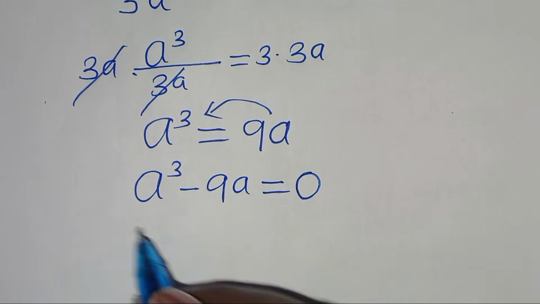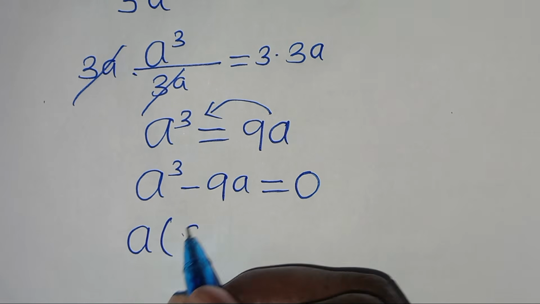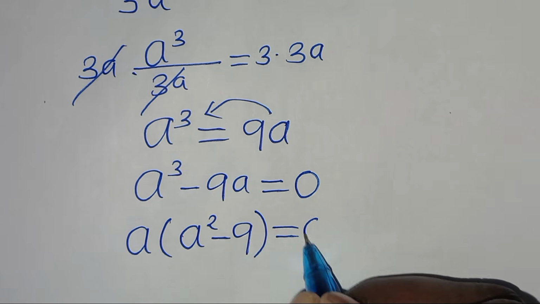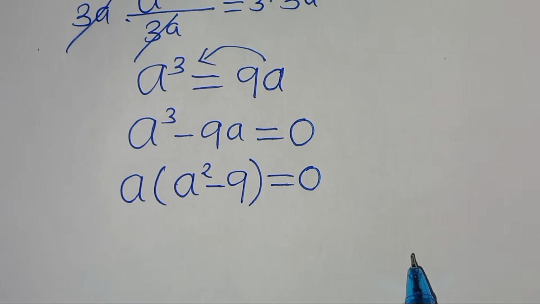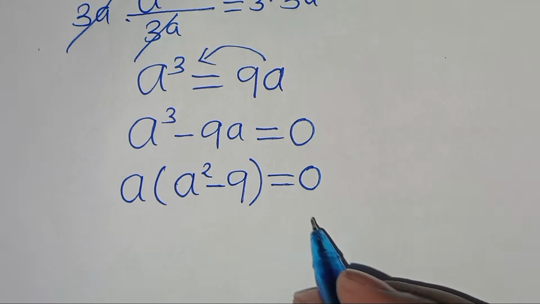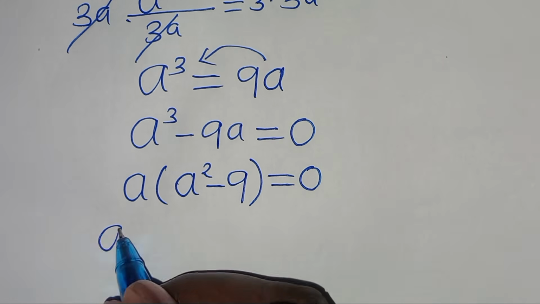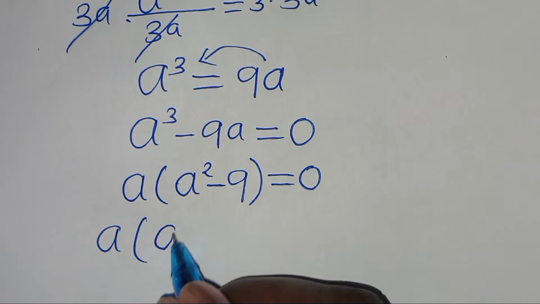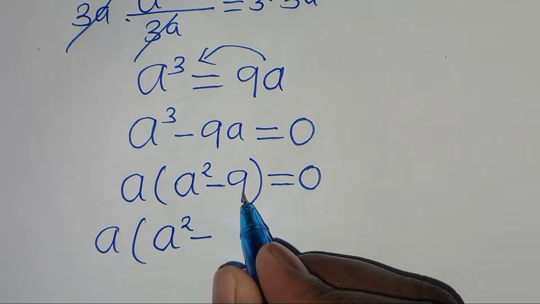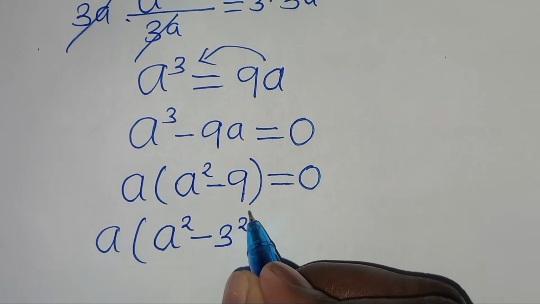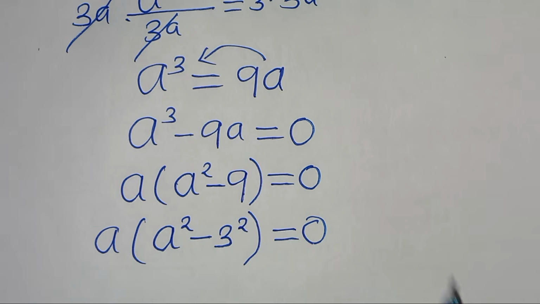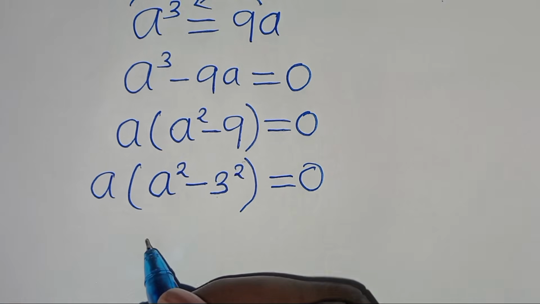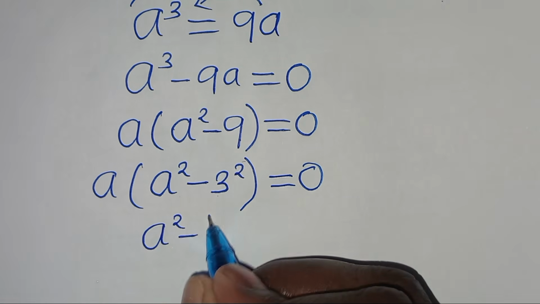a is common here, so we have a into the parentheses, a to the power of 2 minus 9, equal to 0. Now, we have two cases here. a to the power of 2 minus 9 can be expressed as a to the power of 2 minus 3 to the power of 2, equal to 0. This is in the form of a to the power of 2 minus b to the power of 2.